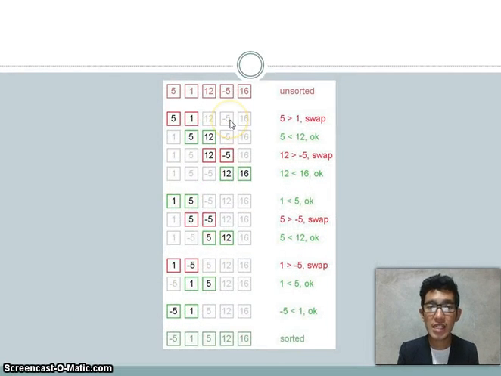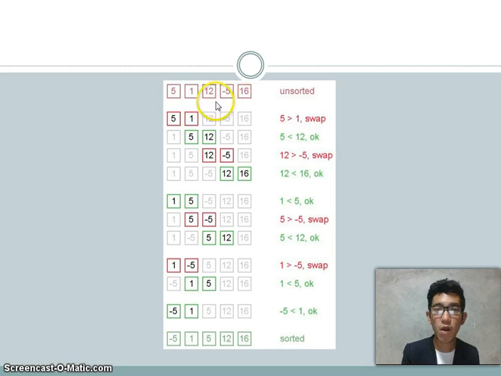So, this is the sample of the bubble sort. As we notice, the five elements above, it is unsorted. So, what we are going to do is to sort them all. Okay? So, we have to sort the first two elements. So, 5, 1 is unsorted. What we are going to do is to sort the two.